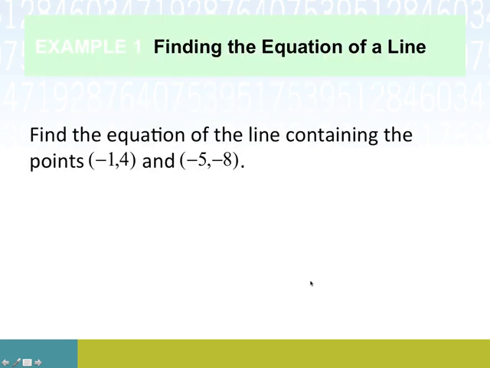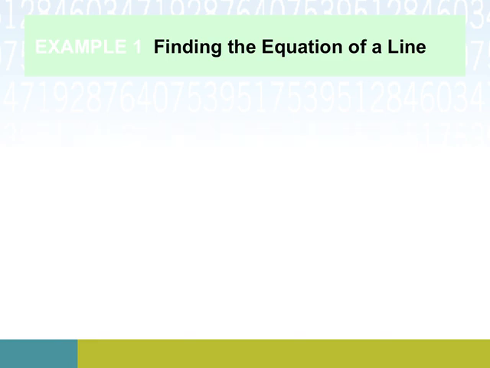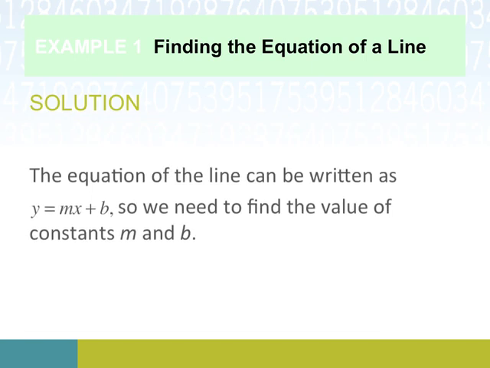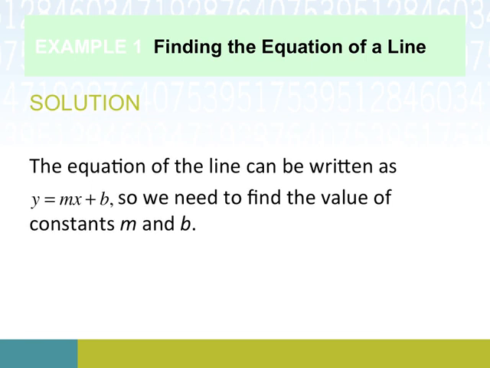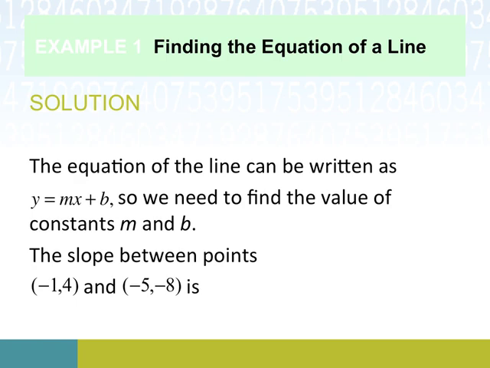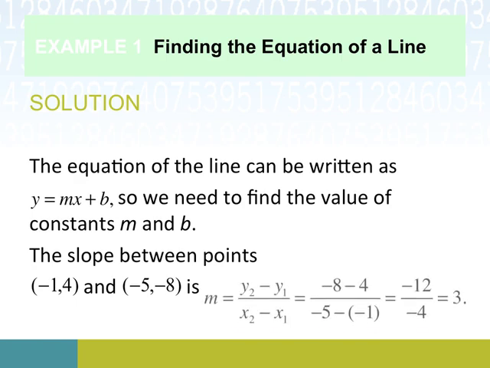So finding the equation of a line. If we're given a couple of points, as we are in this case, -1 comma 4 and -5 comma -8, we're supposed to find the line that contains these. Because a line has constant slope throughout, all we need is 2 points to define a line. The equation of a line can be written as y equals mx plus b, so we need to know what these two constants are. As soon as we know the value of m and b, we've got ourselves a line. So first things first, we can find the slope between these points using the slope formula.